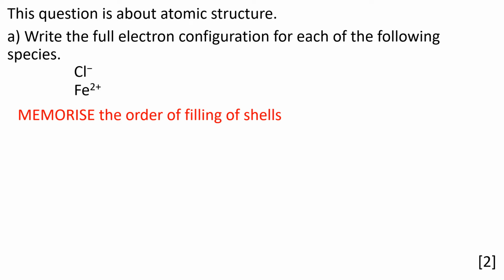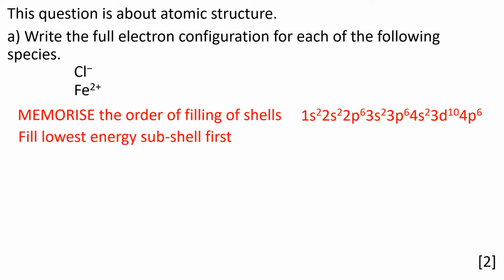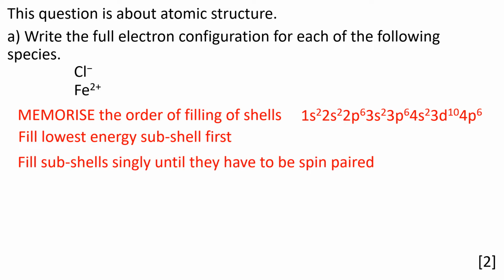No matter what you do, you have to memorize the order of filling of the shells. 1s2, 2s2, 2p6, 3s2, 3p6, 4s2, 3d10, 4p6. Without knowing that order, you can't begin the question. You fill the lowest energy subshell first of all. Fill subshells singly until they have to be spin paired.